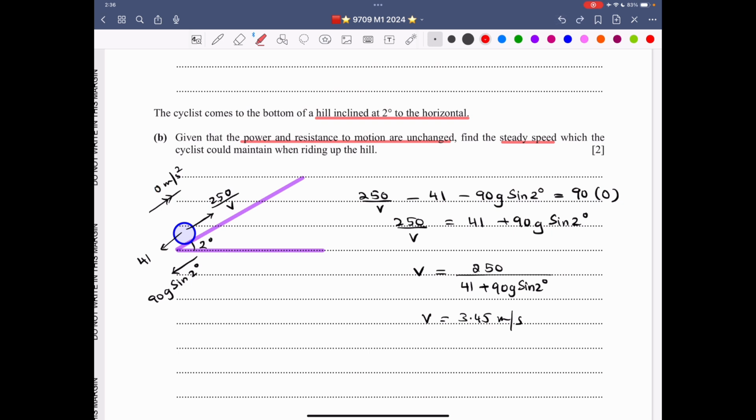Find the steady speed which the cyclist could maintain when riding up the hill. So now this is the power divided by velocity. That's the force produced by the engine. We are looking for V.